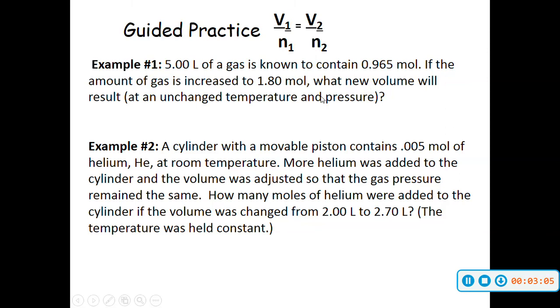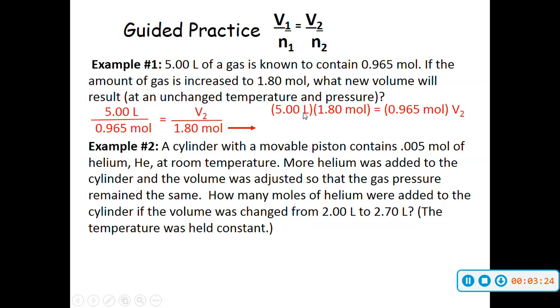If we plug in those givens into our formula, we should get something that looks like this: 5 liters divided by 0.965 equals V2 over 1.8 moles. Remember, when we have a fraction like this, the best way to solve is to cross multiply. So we multiply 5 times 1.8, and then divide that by 0.965 moles. We should get an answer of 9.326, which rounded to the correct number of significant figures is 9.33 liters.